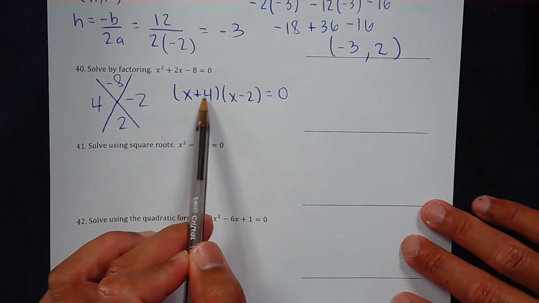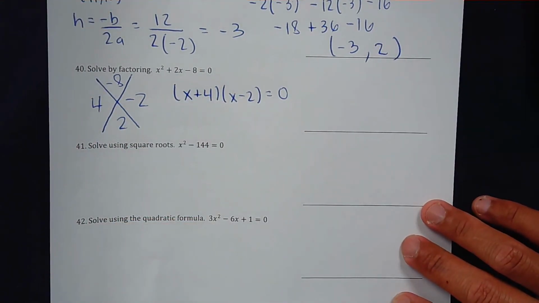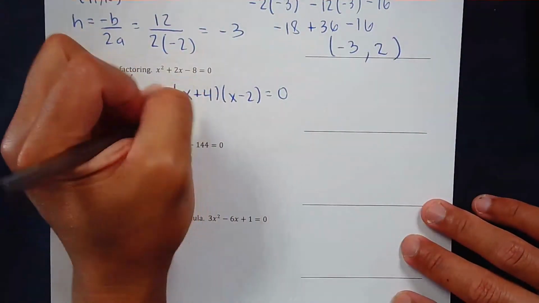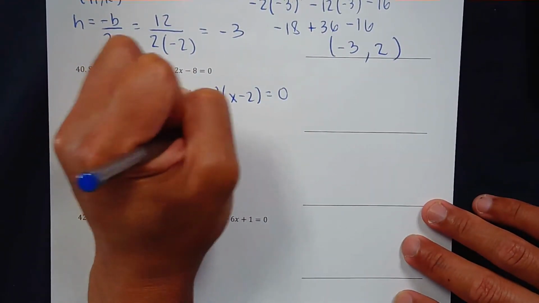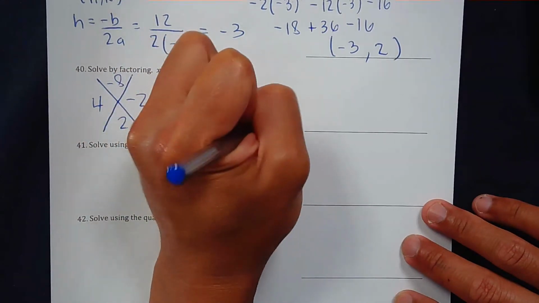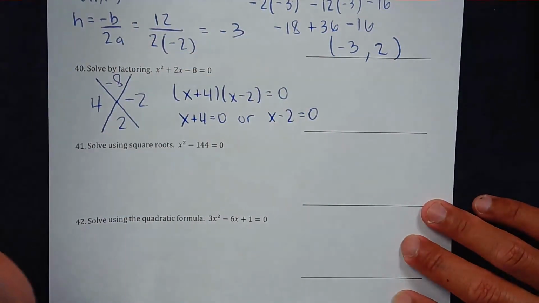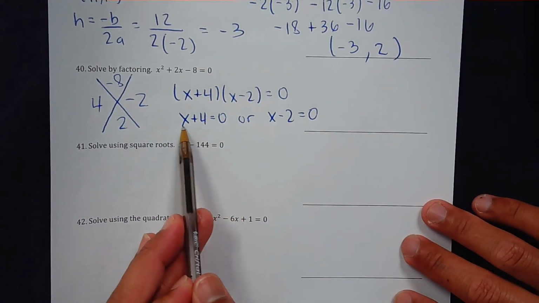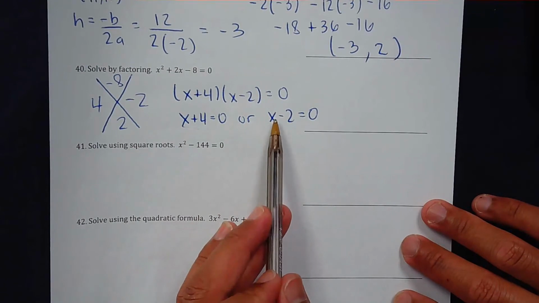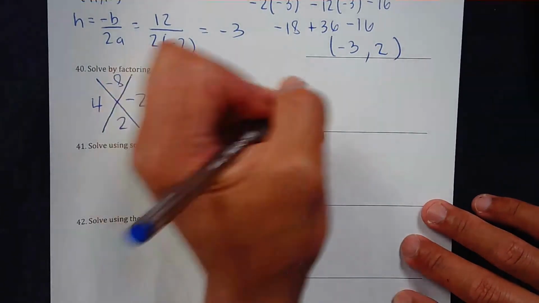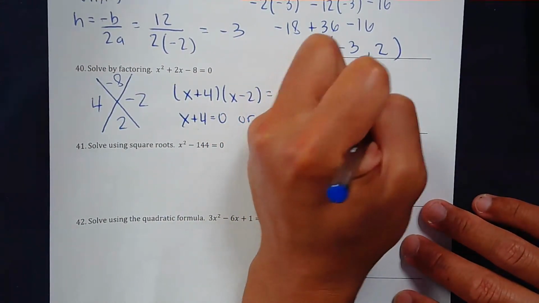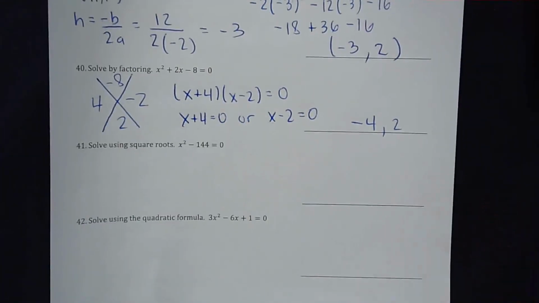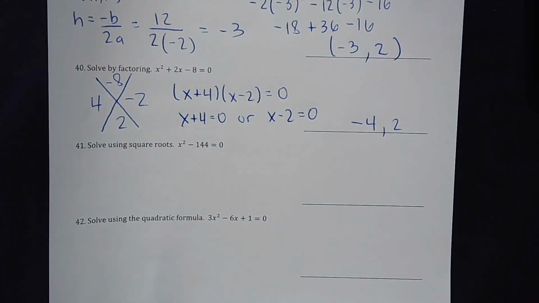All right, so remember, if we have something multiplied by something is equal to 0, we set both of those equal to 0. X plus 4 is equal to 0, or x minus 2 is equal to 0. All right, so we go ahead and solve these separately. Right, x is equal to negative 4 right here. X is equal to 2, so negative 4, comma 2. That is our final answers.